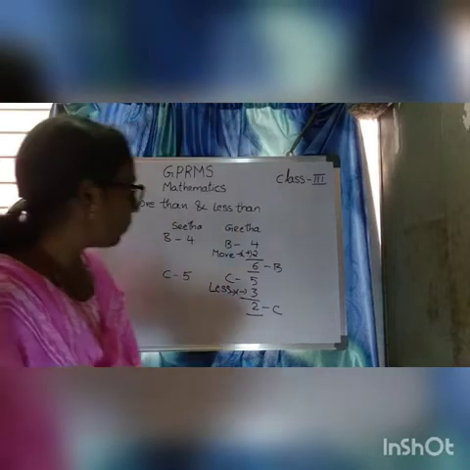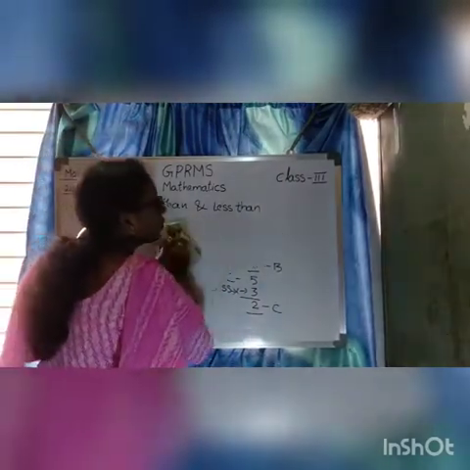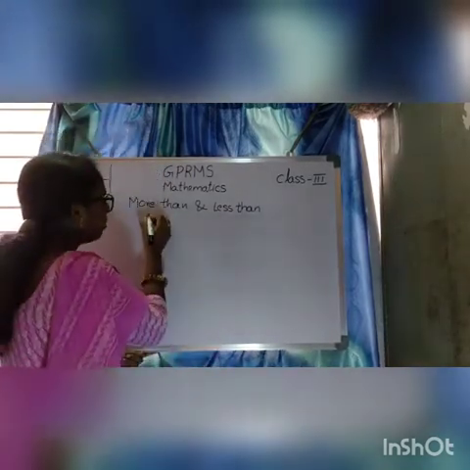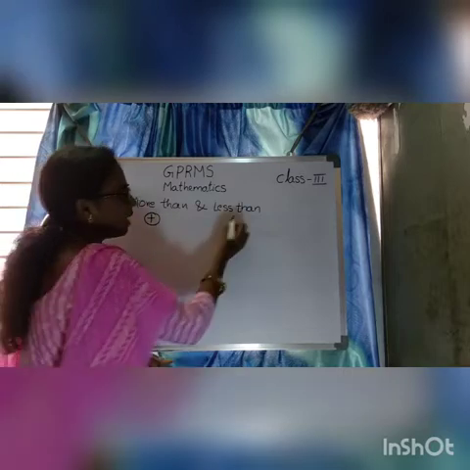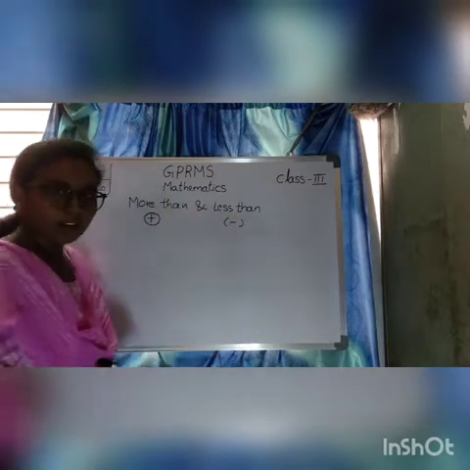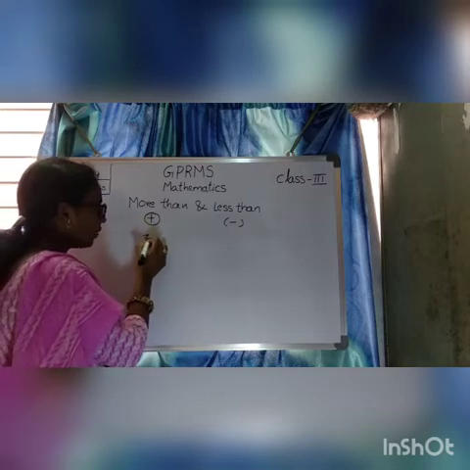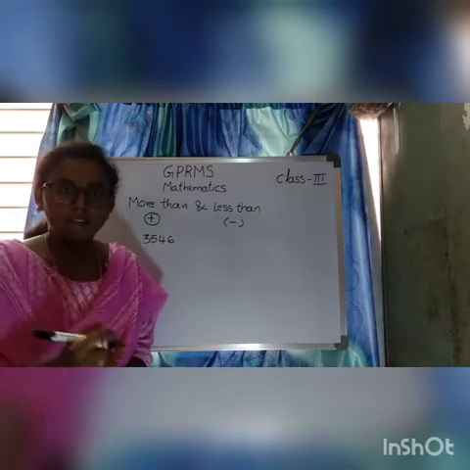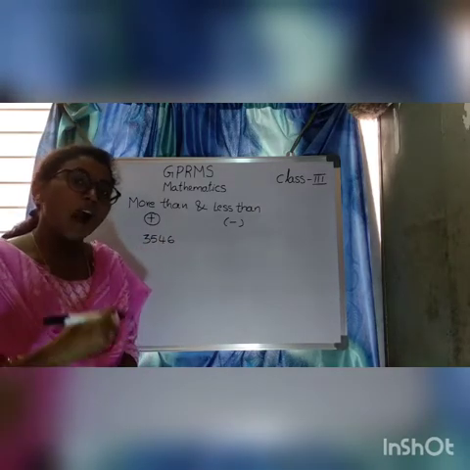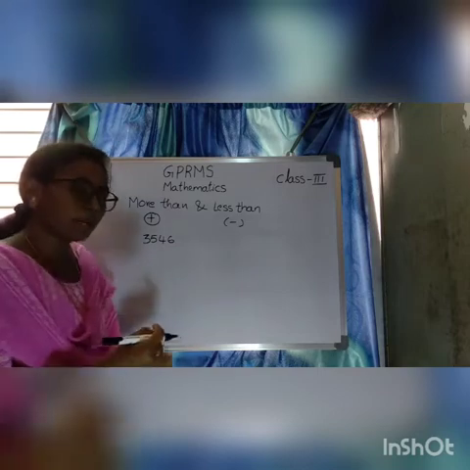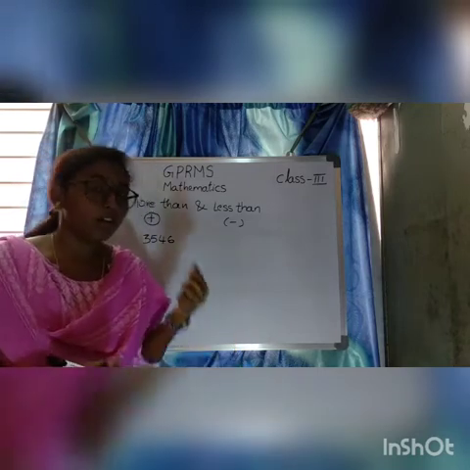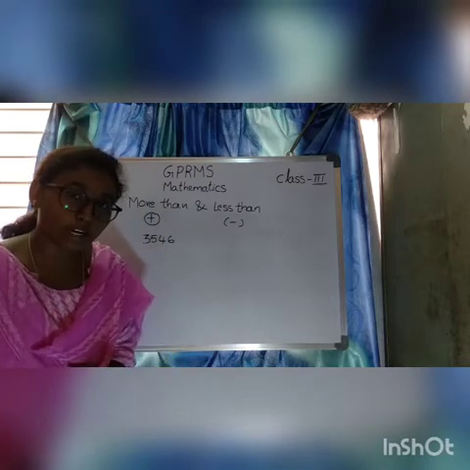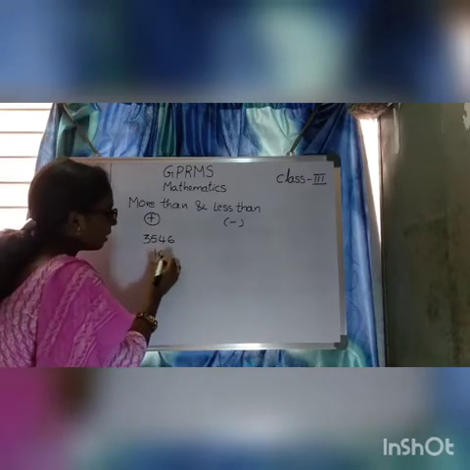So children, I hope now you understood what we have to do whenever you hear the word more. What should you do? More, addition. Less, subtraction. Now I am giving you one number. For example, 3,546. Now I said, what is the number which is 100 more than this number? If you listen clearly, I said more than, and how much more? 100. So you should add 100 to this number.